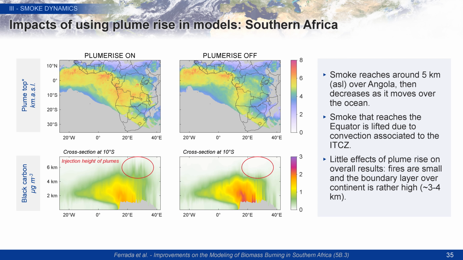However, we have conducted simulations with and without plume rise for Southern Africa, and we find that the plume rise may be overestimating the injection heights of these plumes, as you can see in the cross sections at the bottom. The reason for this is that fires in Africa tend to be small, with low energy, so they do not inject very high. In addition, the boundary layer height in this region is very deep during their fire season, reaching up to 5 kilometers in some areas, which may indicate that using plume rise in Southern Africa is just not necessary.